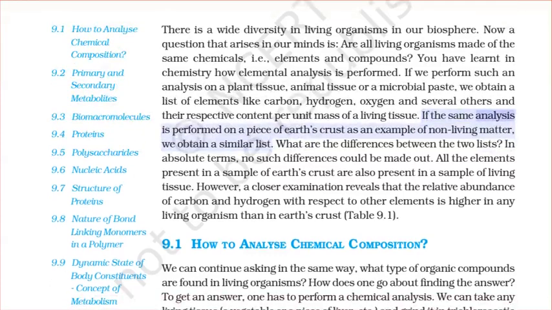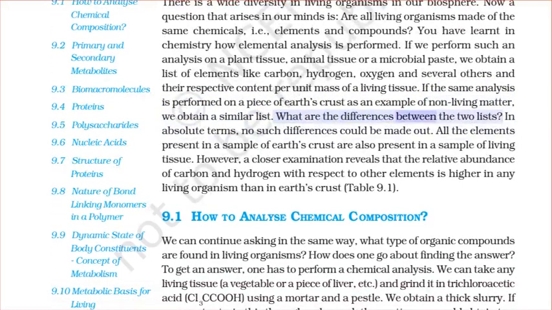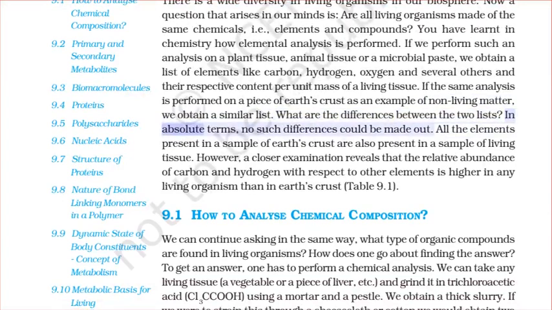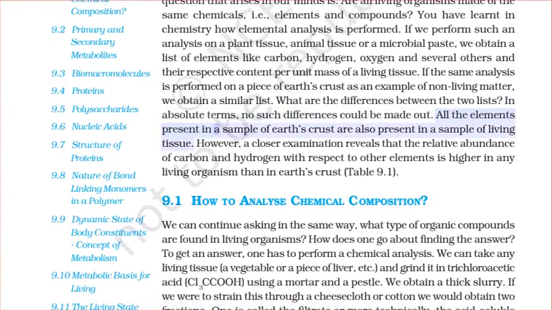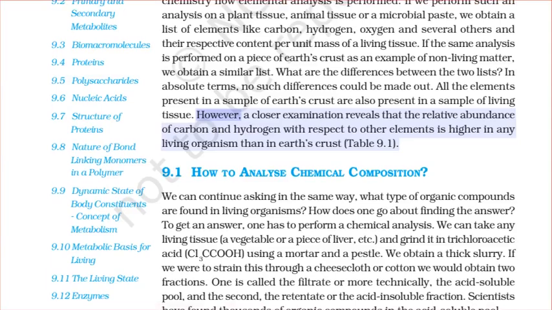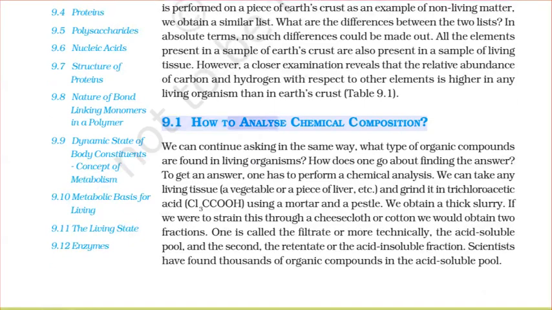If the same analysis is performed on a piece of Earth's crust as an example of non-living matter, we obtain a similar list. What are the differences between the two lists? In absolute terms, no such differences could be made out. All the elements present in a sample of Earth's crust are also present in a sample of living tissue. However, a closer examination reveals that the relative abundance of carbon and hydrogen with respect to other elements is higher in any living organism than in Earth's crust. Table 9.1 shows how to analyze chemical composition.